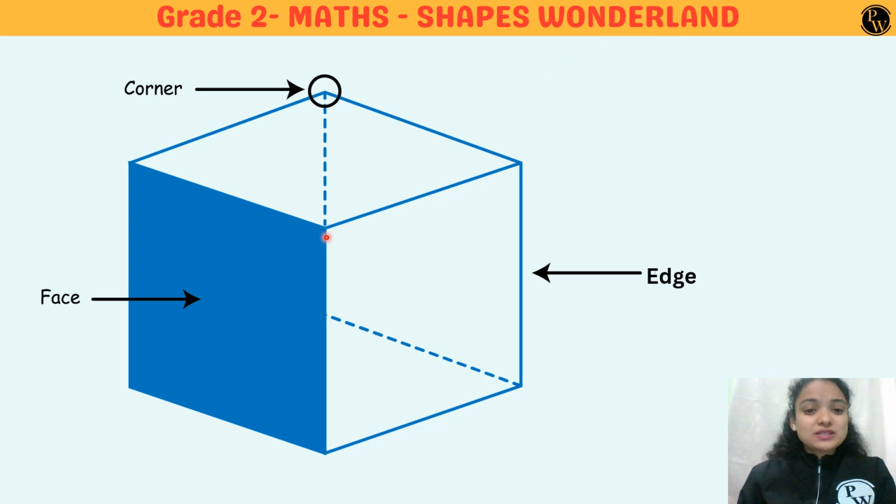For example, this particular point. So here, this edge and this edge, all three edges are meeting. So this is a corner. Got it? This is also a corner. Why? Because here this edge, and this edge, these three edges are meeting. Got it?